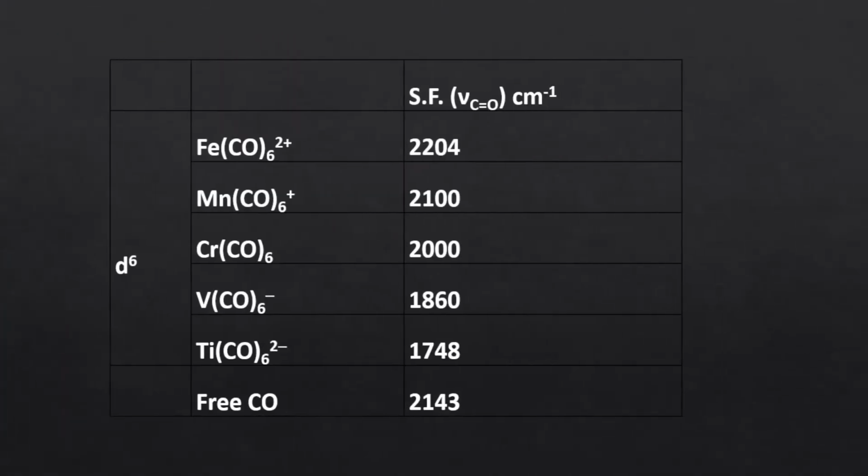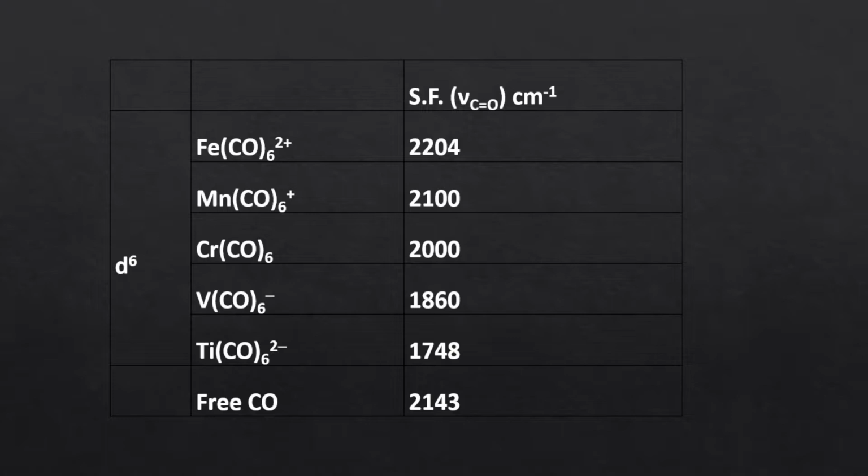Now consider the following series of complexes of the d6 system, wherein the number of carbonyl ligands is also the same. I have already explained the variation of stretching frequency with the negative charges. Now let us discuss some positively charged complexes. The presence of a positive charge or oxidation state denotes that the metal atom is deficient in electrons. Back donating electrons from an electron deficient species is difficult. This is why the stretching frequency of the carbon-oxygen bond in hexacarbonyl manganese(I) is higher than in hexacarbonyl chromium.